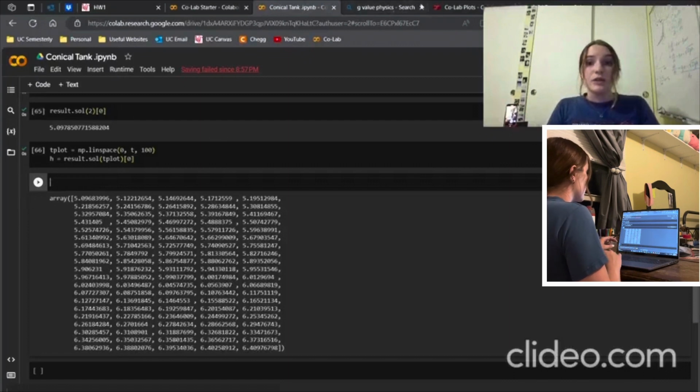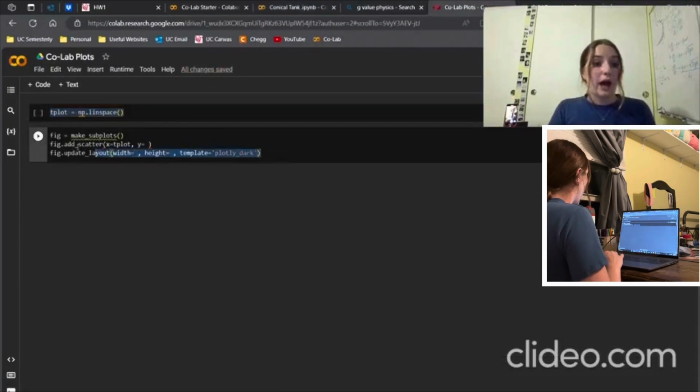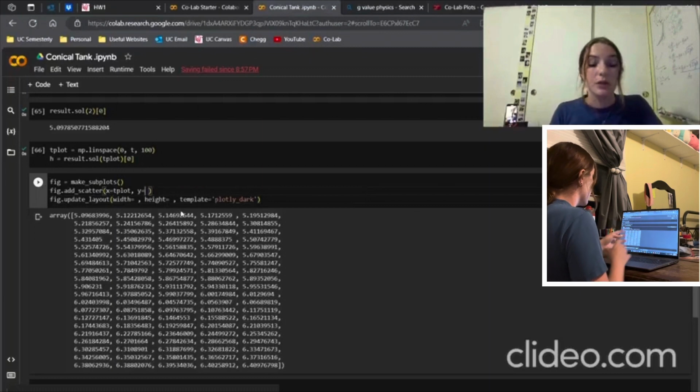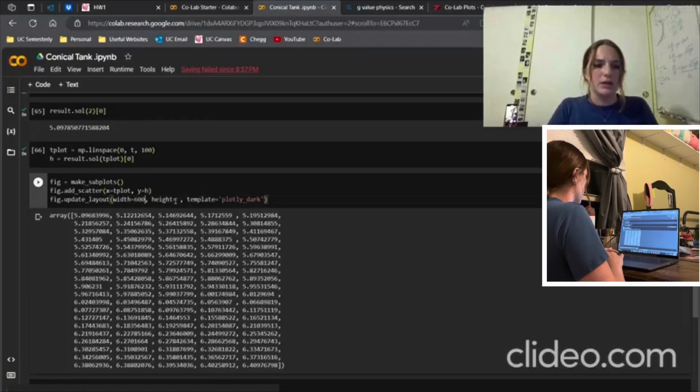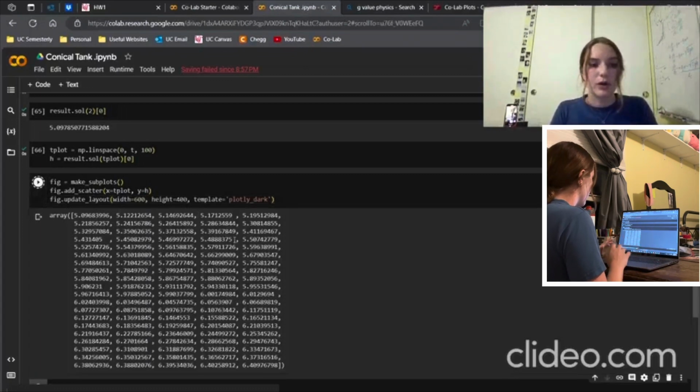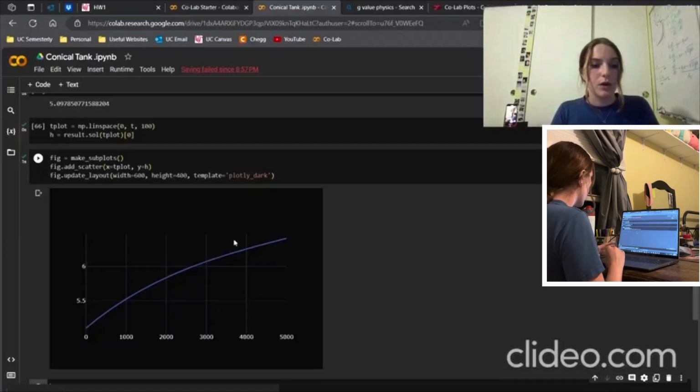So now if we turn this actually into a graph, we can use fig is equal to make subplots, and then our x will always be equal to tplot, and we are going to set our y equal to our height. Let's put our width at 600, and let's put our height at 400. And then the plotly dark just makes it a dark graph instead of bright white. So let's let this run.